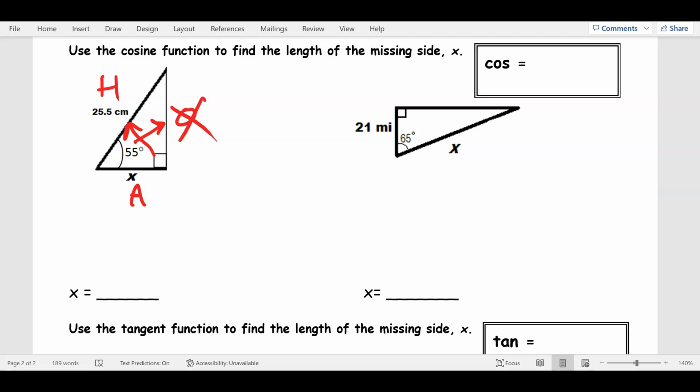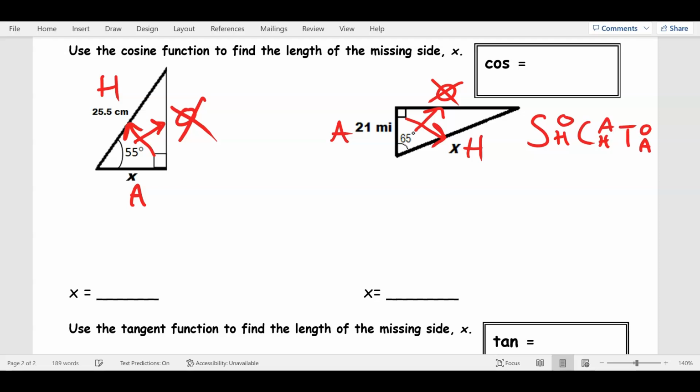Same thing on the next one. 65 is my angle, so label O, H, and A. Which one do I not need? O. Let's fill in this top box. Cosine. Cos. Cosine is what over what? Let's remember. SOHCAHTOA.